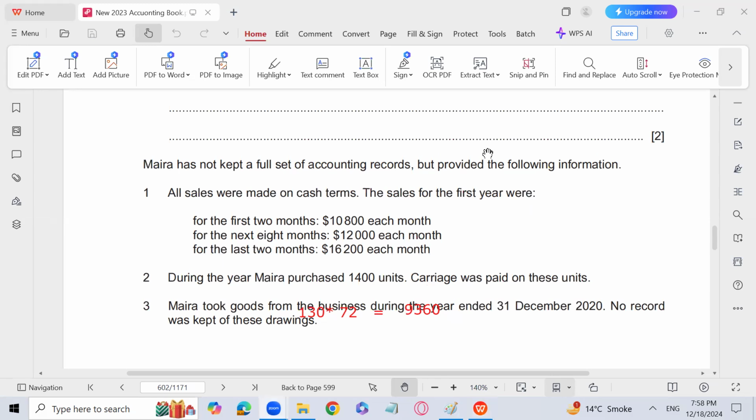Let me calculate it again. Actually, 10,800 into 2, you can do that. 10,800 into 2 is 21,600, plus 12,000 each month for the next 8 months. That is 96,000. And then I can add 16,200 for 2 months. So the total amount of sales is 1,50,000.